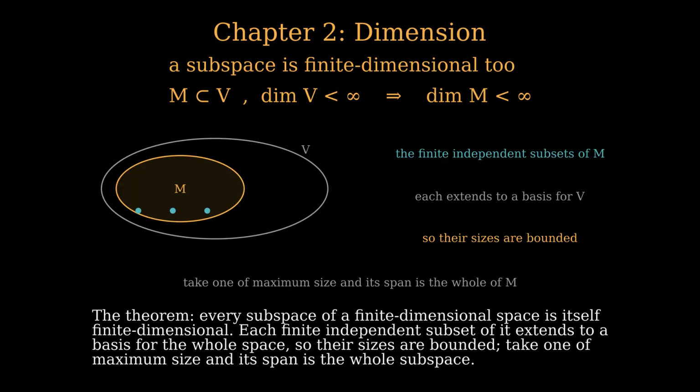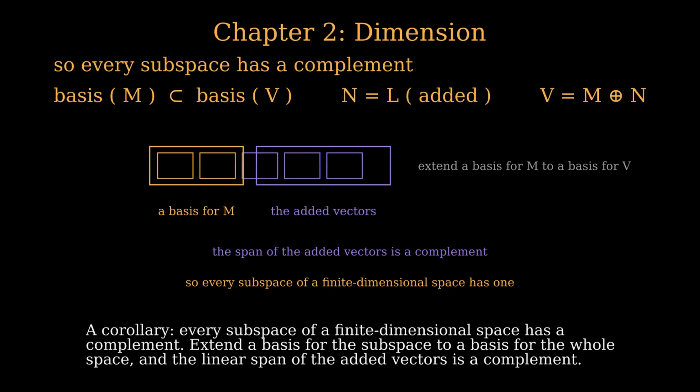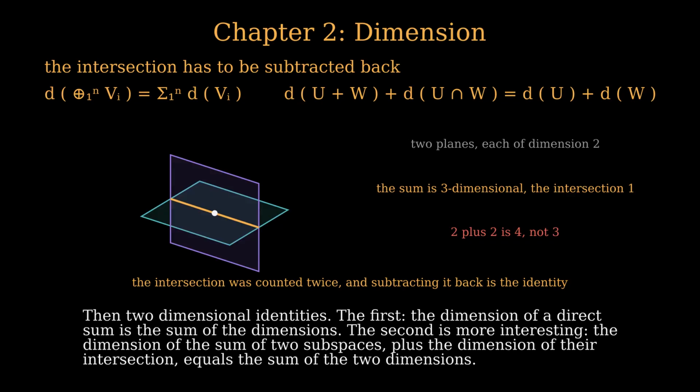The theorem: every subspace of a finite-dimensional space is itself finite-dimensional. Each finite independent subset of it extends to a basis for the whole space, so their sizes are bounded. Take one of maximum size, and its span is the whole subspace. A corollary: every subspace of a finite-dimensional space has a complement. Extend a basis for the subspace to a basis for the whole space, and the linear span of the added vectors is a complement. Then two dimension identities.